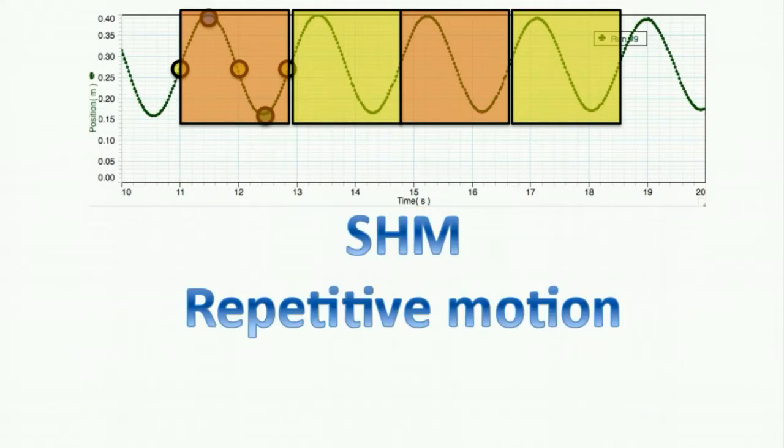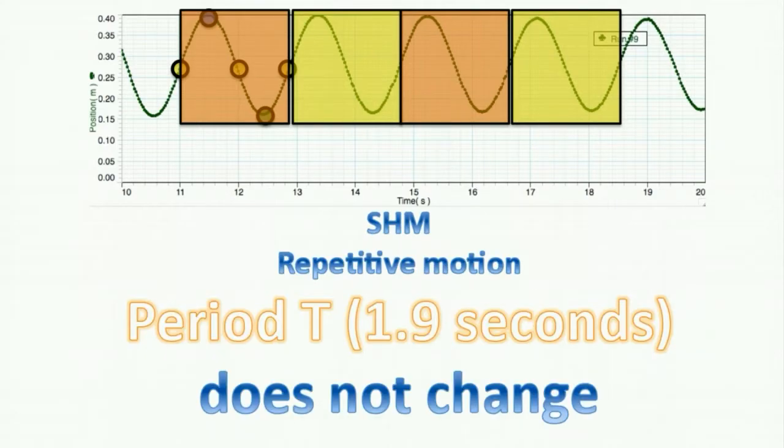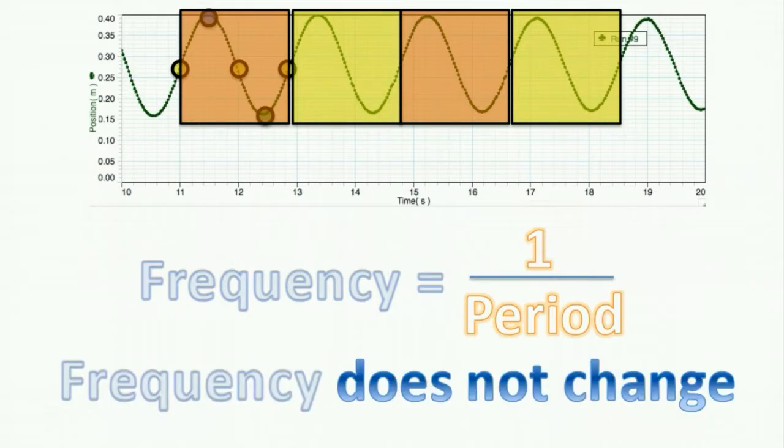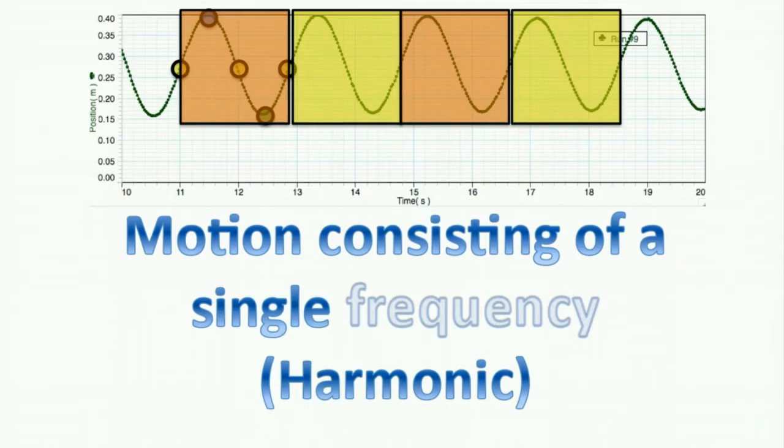Notice that simple harmonic motion is repetitive. It repeats. In addition, notice that the period does not change. It remains consistent. It's always 1.9 seconds. The formula for frequency is 1 over the period. And so since the period is constant, the frequency also does not change. So simple harmonic motion is motion consisting of a single frequency. And in physics, we often call a single frequency a harmonic. Hence the term simple harmonic motion.